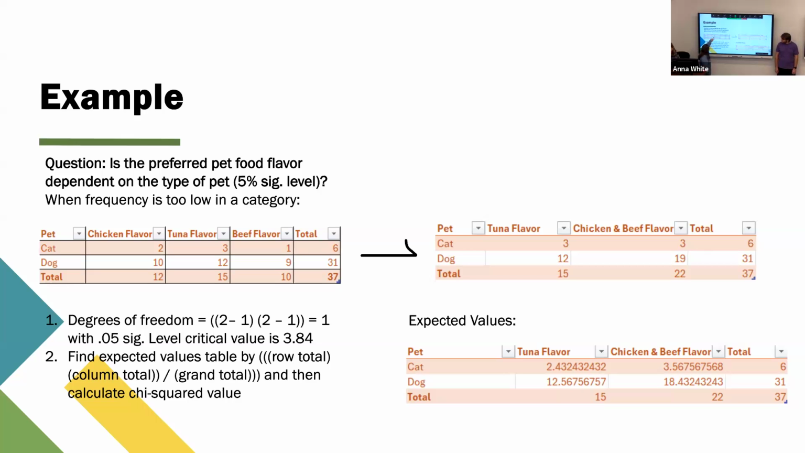If you look at cat and chicken, it's 2. Cat and beef, it's 1. So what you can do to try to make that number greater is combine those two categories. So we went ahead and combined the chicken and beef flavor, and then we left the tuna flavor by itself.